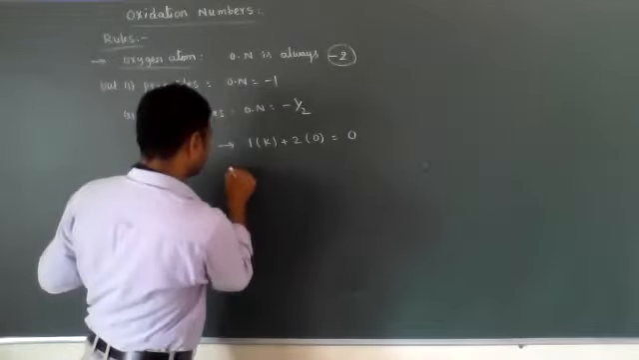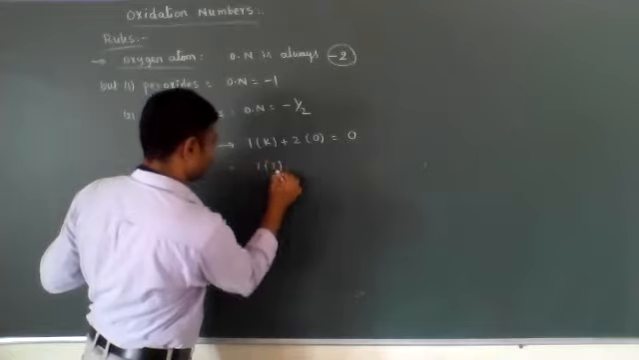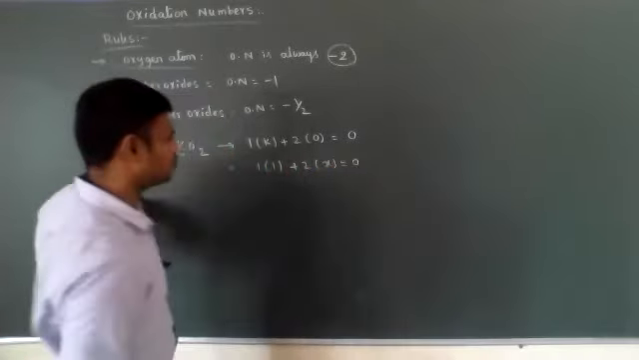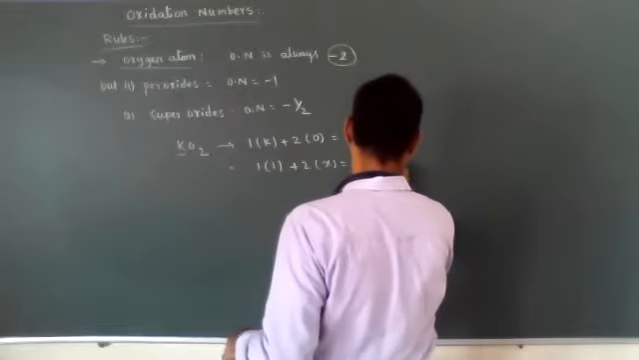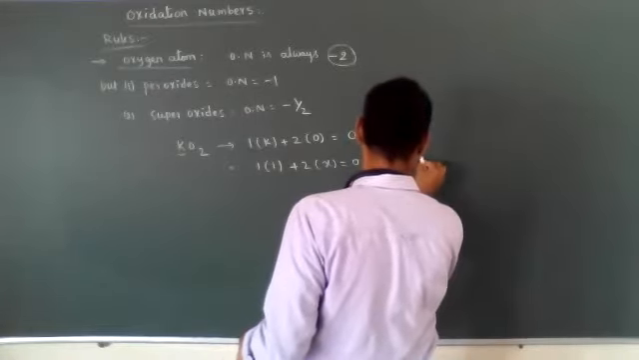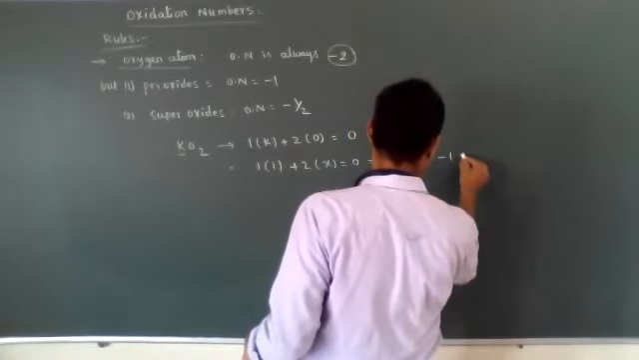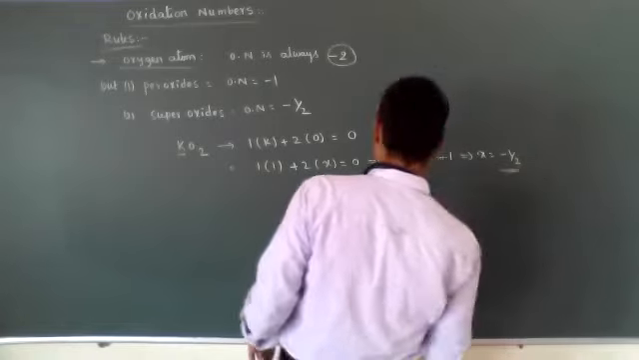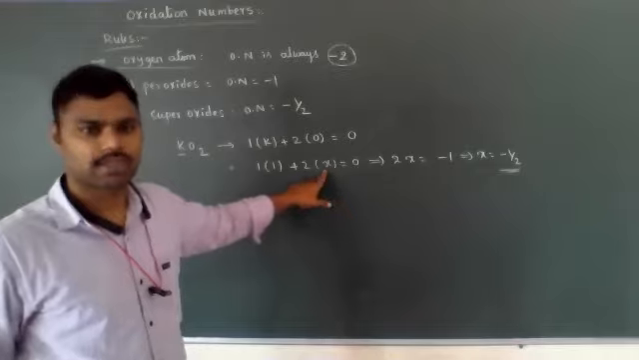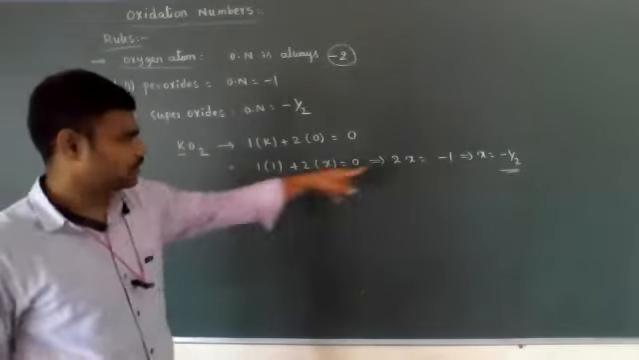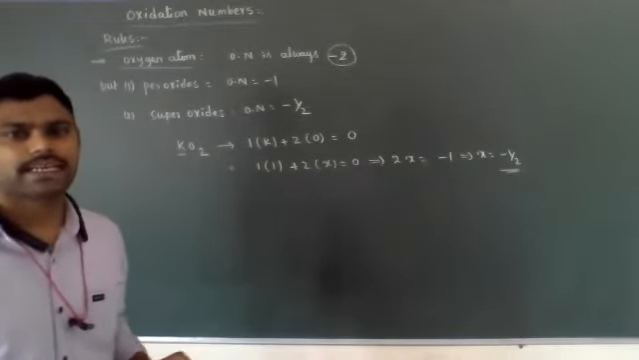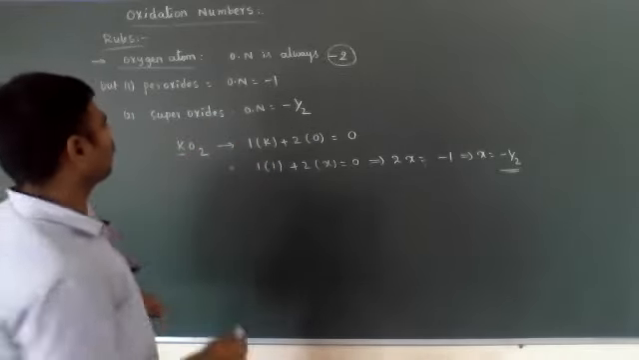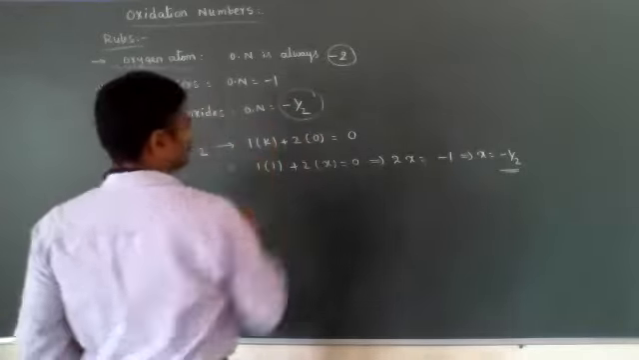Now potassium, we know is +1. Oxygen atom, let it be x. So 1 + 2x is equal to 0. Then 2x is equal to -1. Then x is equal to -1/2. What is x? Oxygen atom oxidation number is equal to x. So how much did we get? -1/2 we got. So in superoxides, oxidation number of oxygen atom is equal to -1/2.